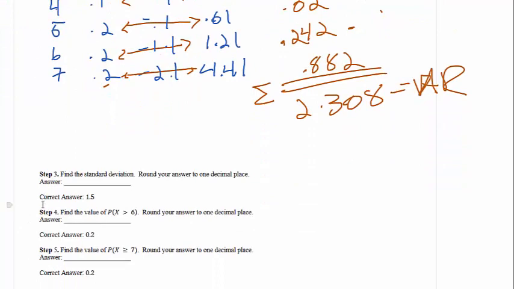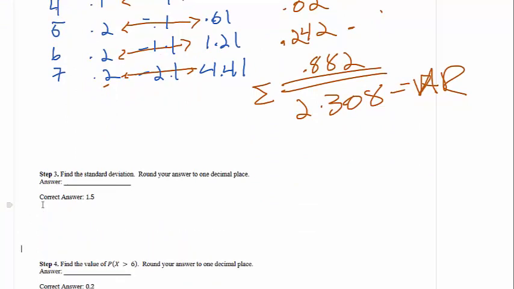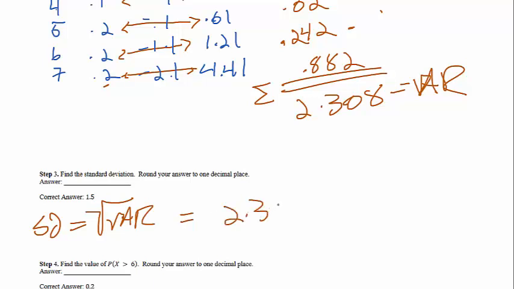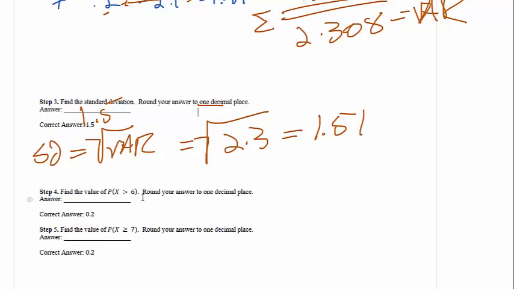All right. Standard deviation is nothing more than the square root of the variance. The variance is equal to 2.3, so I'm just going to take the square root of 2.3, which is 1.51. One decimal place, so 1.5 is the answer.